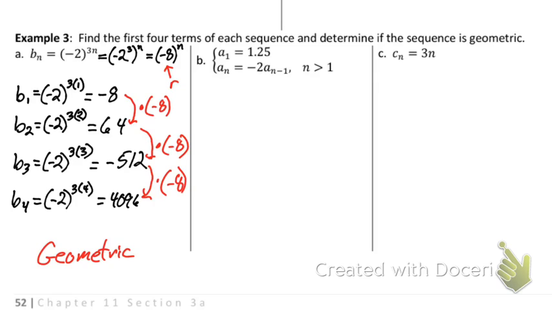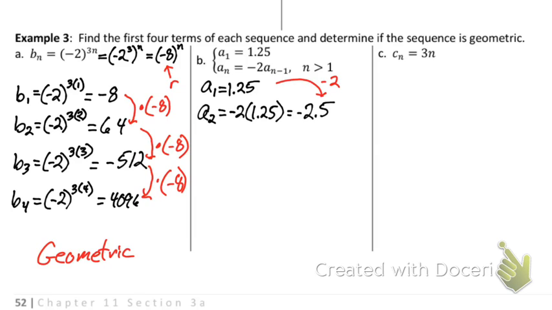All right, my next one, I already know it's geometric because it's -2 times the number. It matches that recursive one that we were talking about, so it's -2 times something, so I already know it's geometric. Let's just make sure. My first term is a sub 1 equals 1.25. My a sub 2 is going to equal -2 times the term before it, which is 1.25, which is going to equal -2.5. Well, to get from here to here, I had to multiply by -2. So my next step is going to be -2, hopefully.